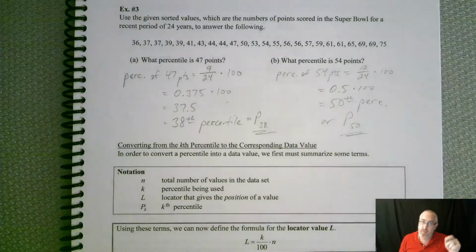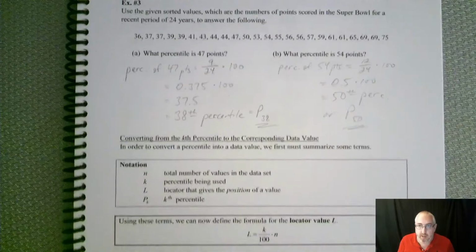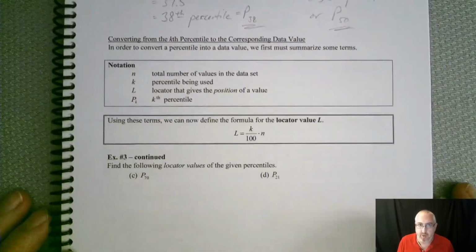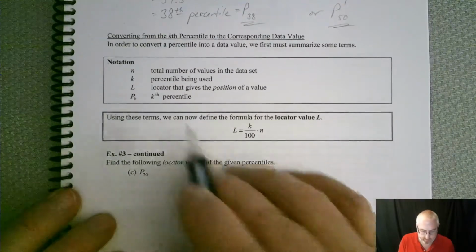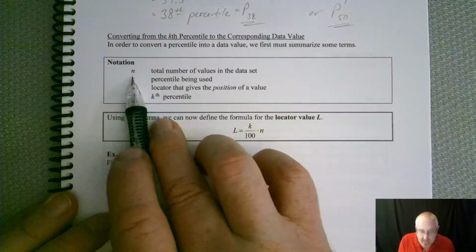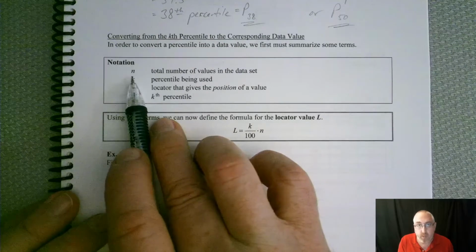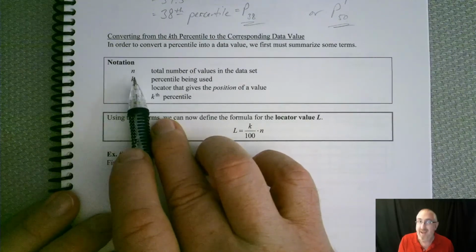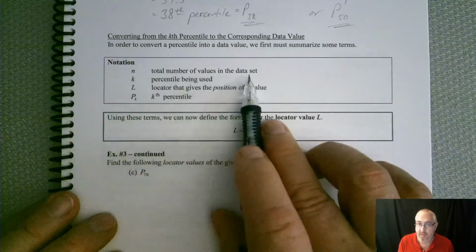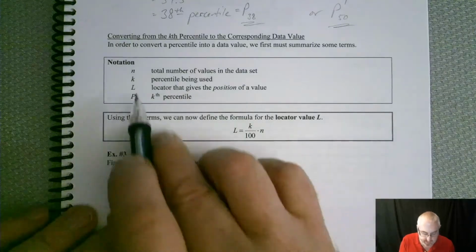Now, when we reverse the process, it's a little bit trickier. It involves 2 layers to the process. But before we get to that, let's just take a look at some notation that's going to be important. N is what N has always been and always will be. And that's the total number of values in the data set. Okay, so that's the same.